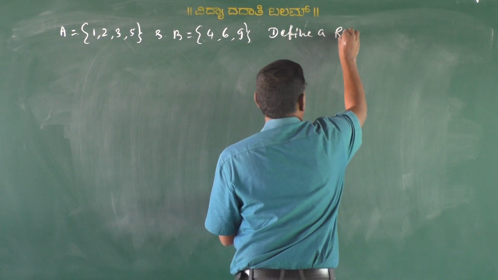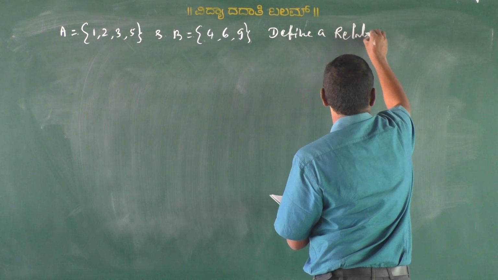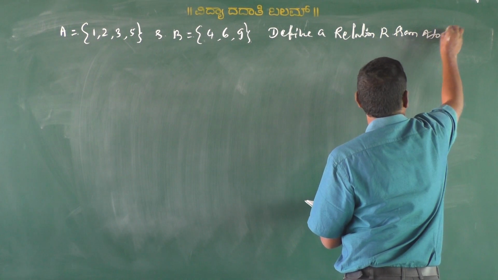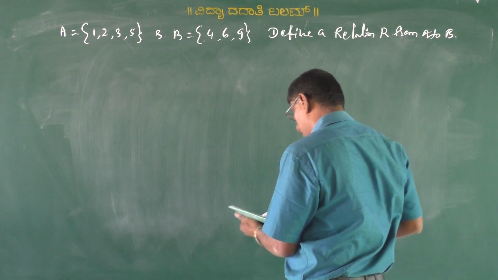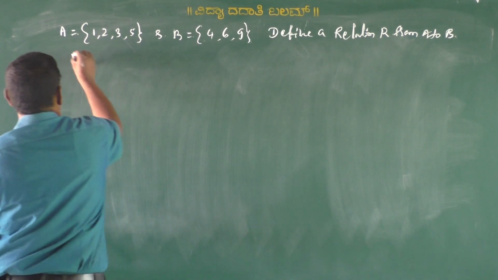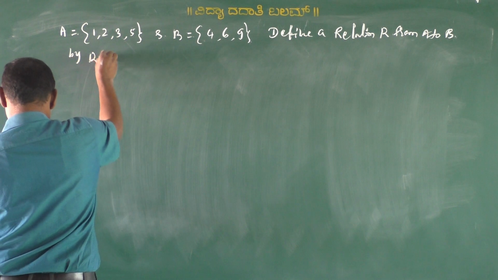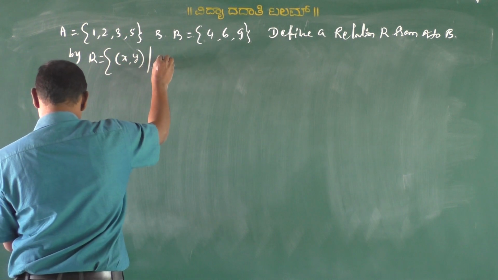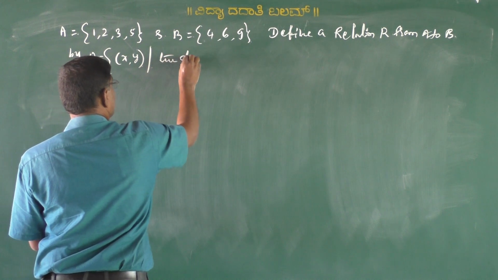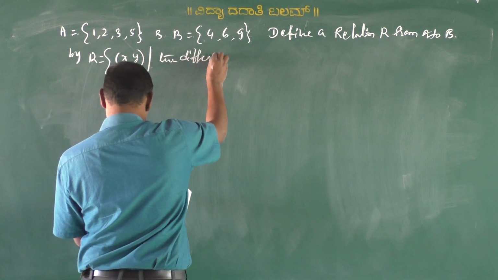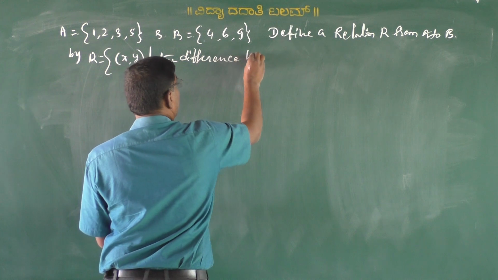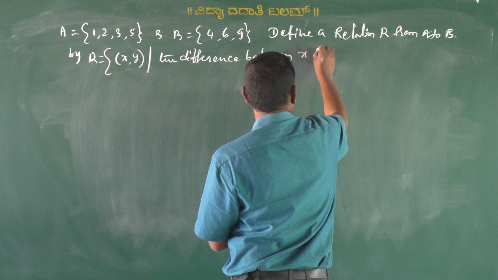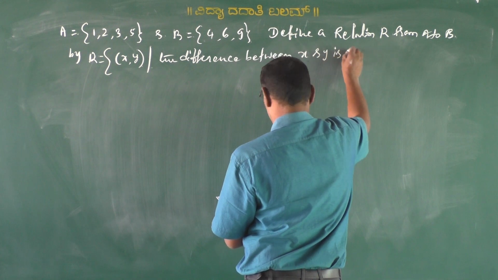Define a relation R from A to B by R = {(x, y) : the difference between x and y is odd}.